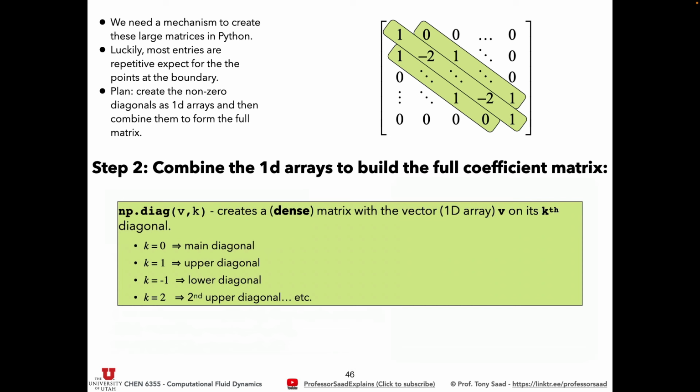The main diagonal is by definition at location 0. First upper is at location 1. First lower is at location -1. Second upper is at location 2. Second lower is location -2, okay? Who's seen this before? Okay, good. All right, so K0 is main diagonal, K1 upper diagonal, etc.